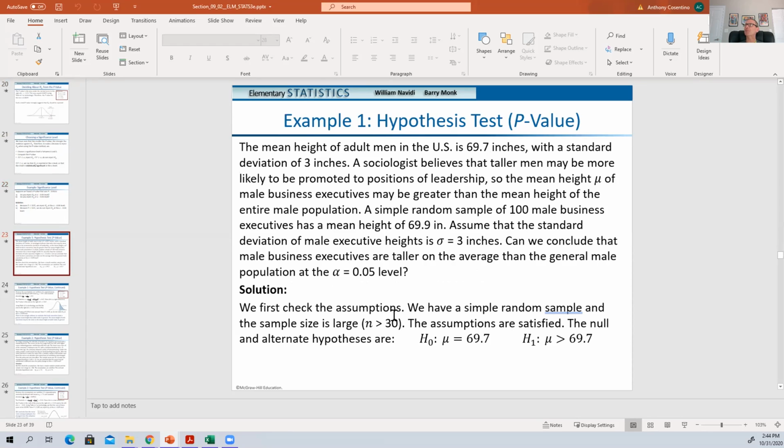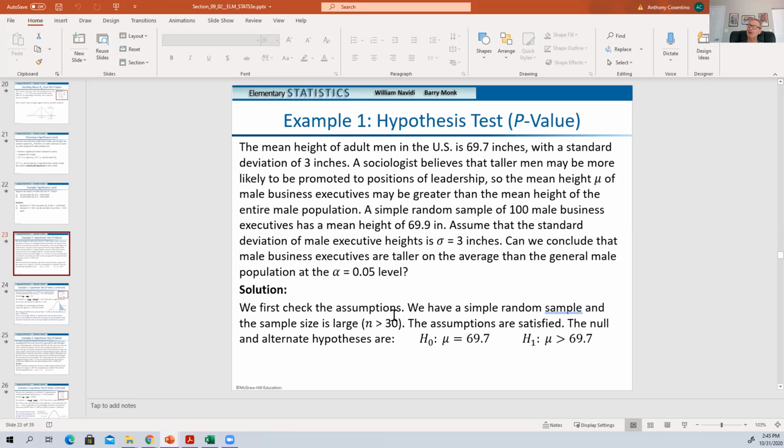The adult male average height is 69.7 inches with a standard deviation of 3. And so it says a sociologist believes that taller men may be more likely to be promoted to leadership positions. So basically the mean height of male executives may be greater than the mean height of the entire male population. So again, 100 male business executives, and their mean height was 69.9. Can we conclude that the male business executives are taller?